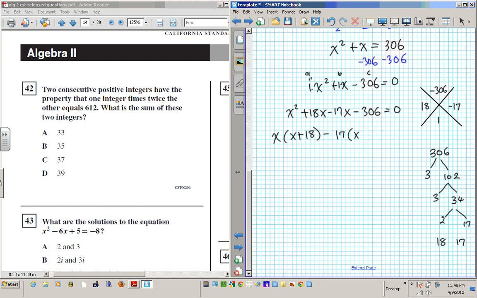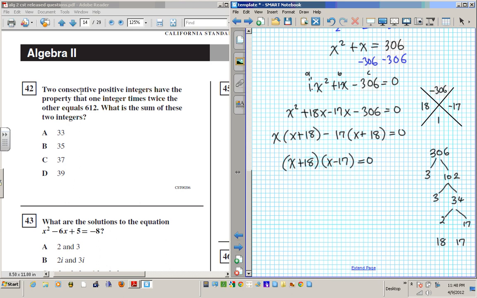17 goes there 18 times, so 18 equals 0. Alright, if I take out a minus, this has to switch to a plus because minus times plus is minus. Factor out the x plus 18, and you're left with x minus 17, okay, equals 0.